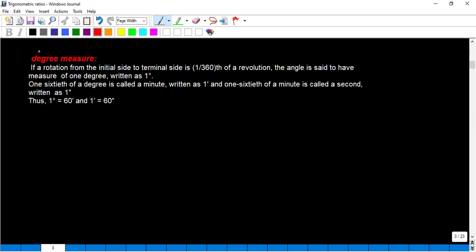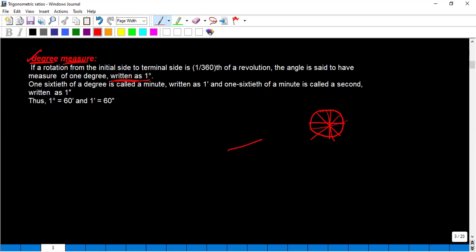Now let us see the types that we currently use to measure the angle. One is degree measure. What is degree measure? A complete circle we divide into 360 equal parts, and each part we call a degree. A complete circle is nothing but 360 degrees.